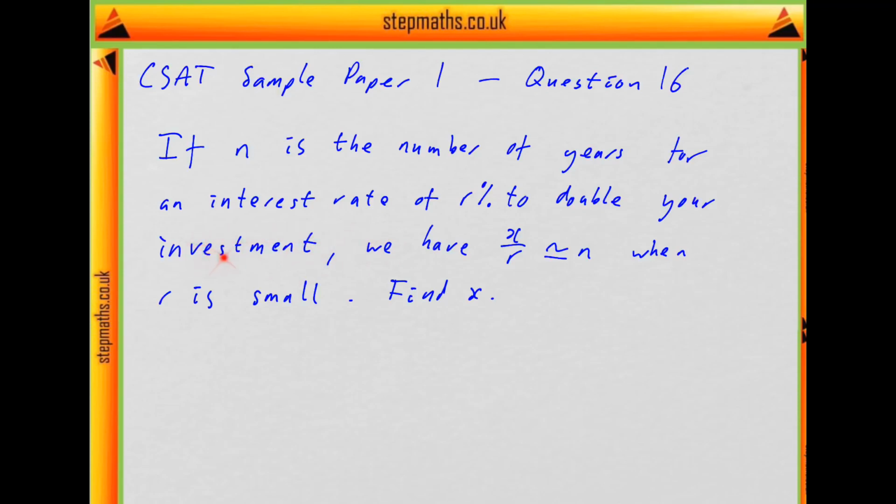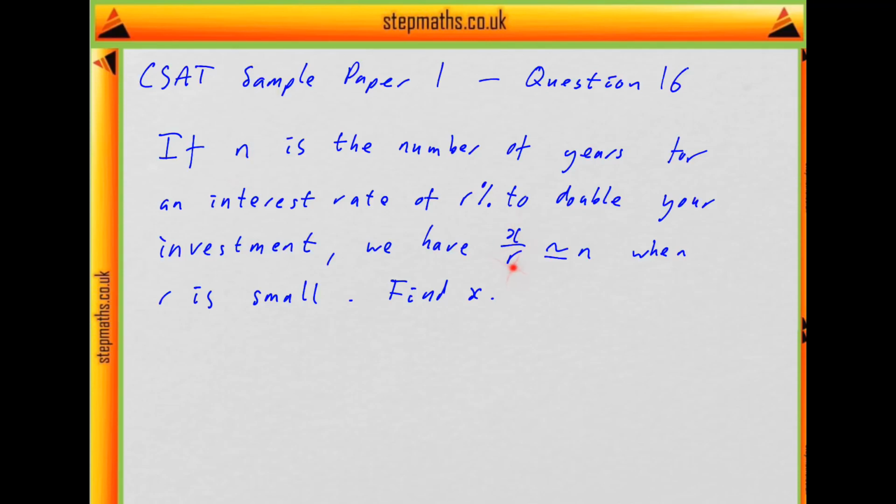So suppose you invest £100. Each year you multiply that amount by 100 plus R hundredths. So 100 plus R% of that is what you have after 1 year, and then after 2 years you have 100 plus R% of what you had after the first year, and so on and so forth. And eventually you'll have twice as much as you started with, and the number of years after which that happens is n.